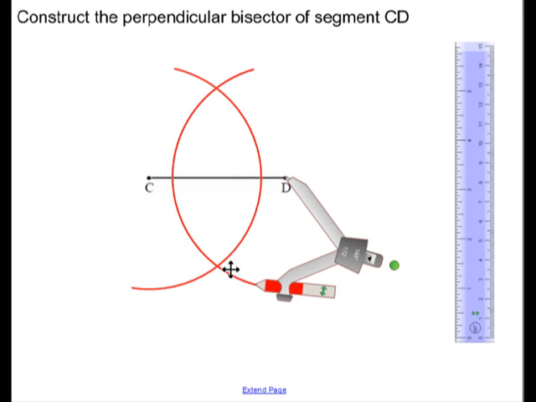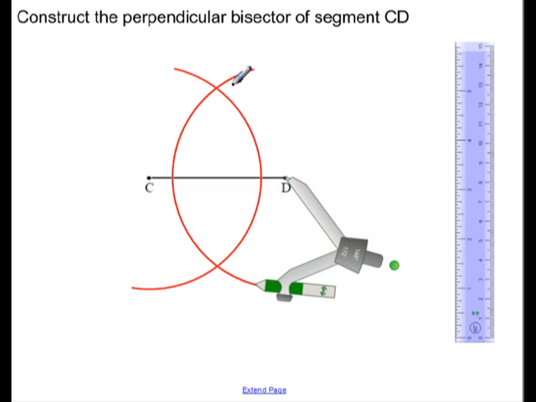So think about this for a minute, and it'll help you to remember how to do this construction. Would you agree that this point right here, this point down here, is the same distance from C as it is from D? Well, again, this arc and this arc are both the same distance because I kept my compass the same length. So it must be equidistant from C and D, and the same is true for this point.